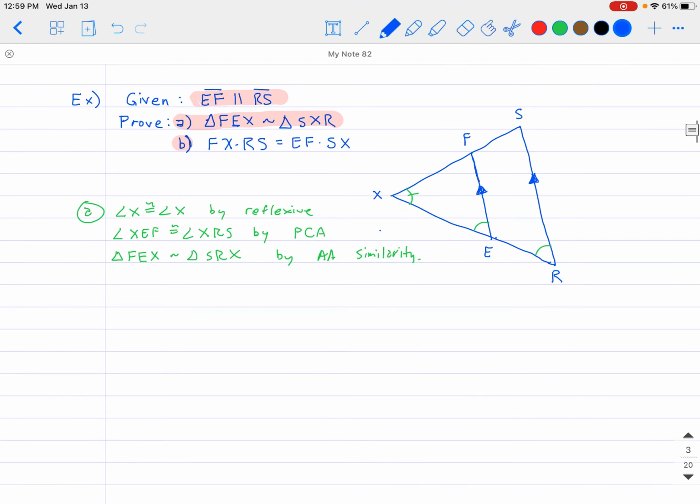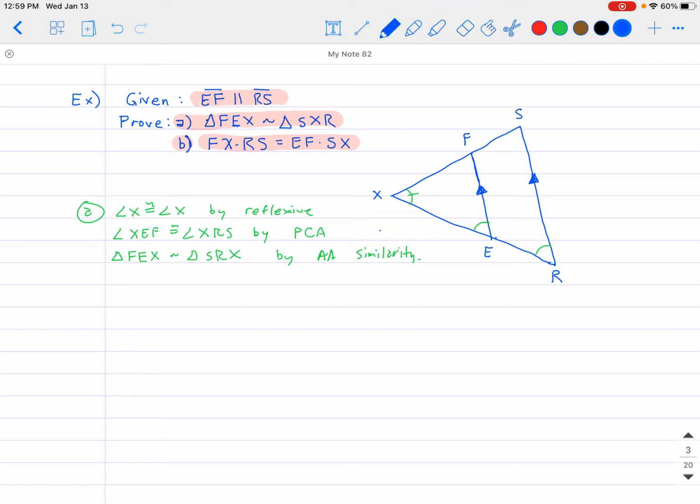So now for this last one, I want to prove that this statement or this equation over here is true, which is FX multiplied by RS is equal to EF multiplied by SX. Now that does not look like something that is going to be well familiar to us, so that means that we have to kind of pull it from somewhere. Well, we probably basically have to do some algebra work.